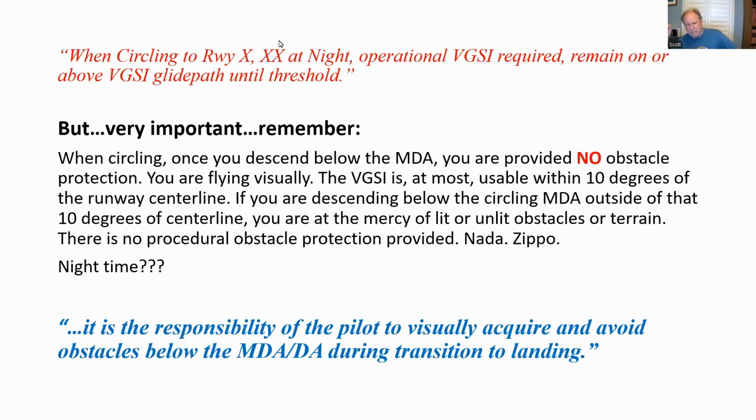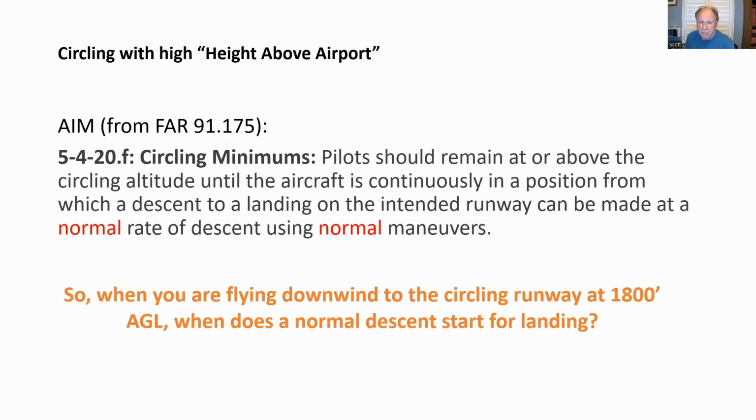And once again, it is the responsibility of the pilot to visually acquire and avoid obstacles below the MDA during transition to landing. And this comes into play when you have a high height above airport, or HAA, in the circling minimums. So also from the AIM, which is derived from an FAR, pilots should remain at or above the circling altitude until the aircraft is continuously in a position from which a descent to a landing on the intended runway can be made at a normal rate of descent using normal maneuvers.